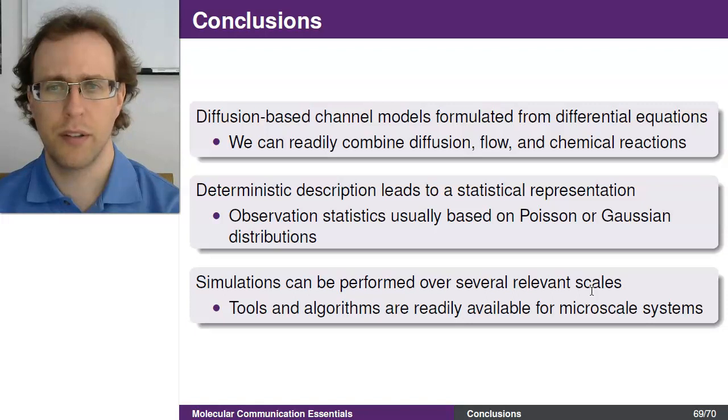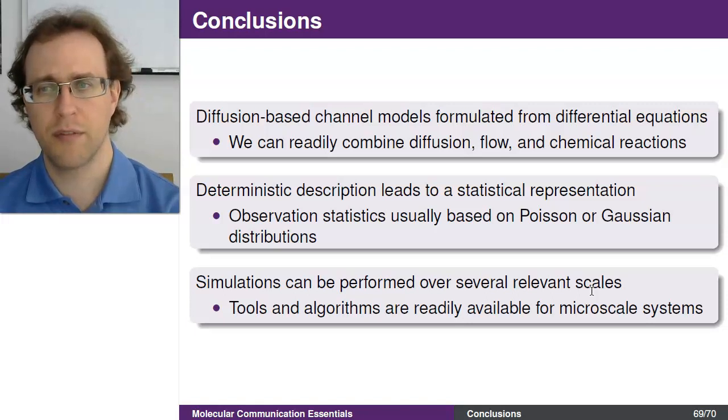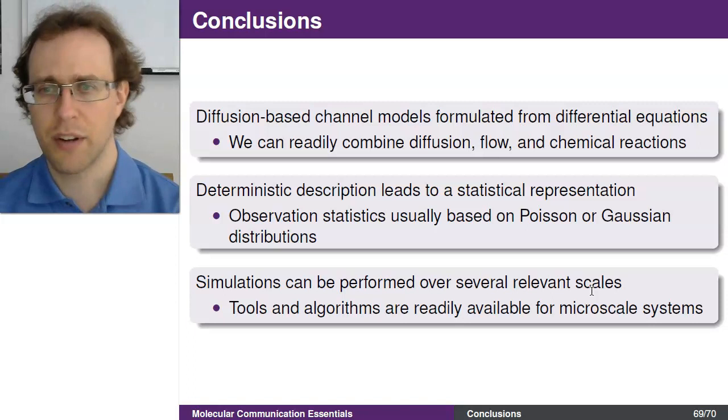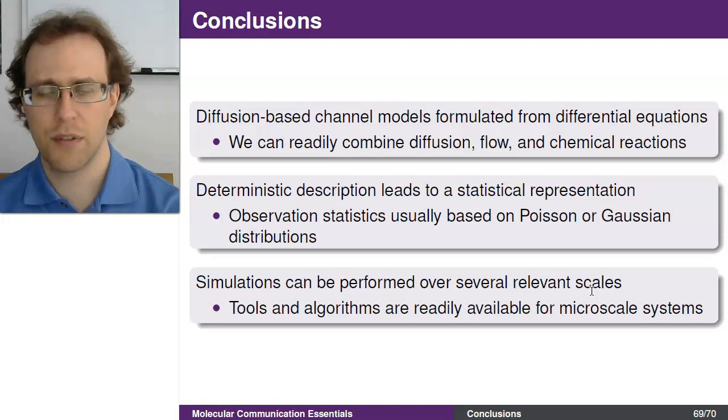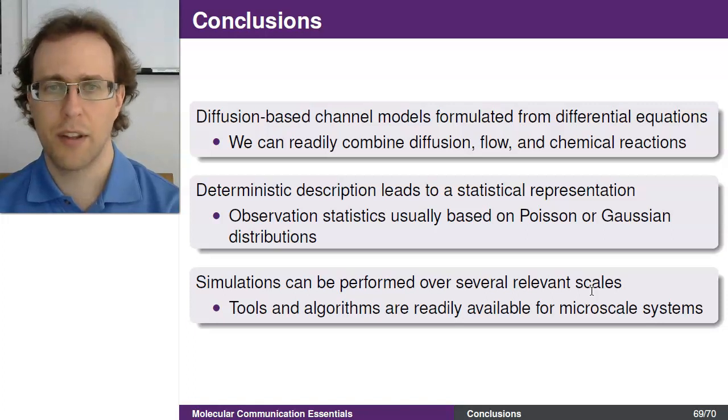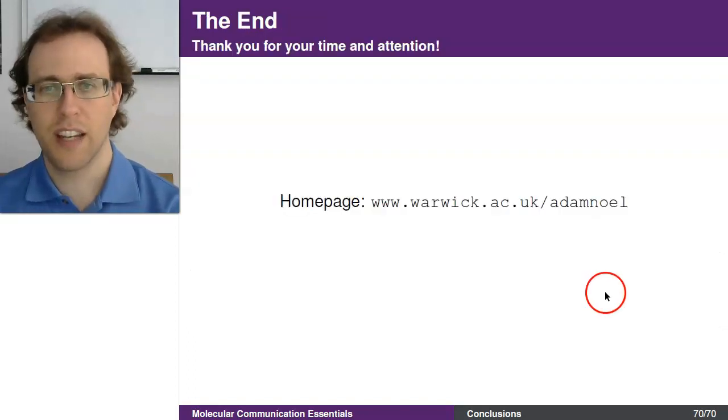To conclude, we looked at formulating diffusion-based channel models from differential equations, and we saw how to combine diffusion, flow, and chemical reactions. We saw that a deterministic description leads to a statistical representation. So we talk about different statistics that are relevant, but most usually we use Poisson or Gaussian distributions. And finally, we saw that simulations can be performed over several relevant scales, and there are lots of tools and algorithms that are readily available, especially for microscale systems, which I went through some pseudocode with. So that's the end of my talk.